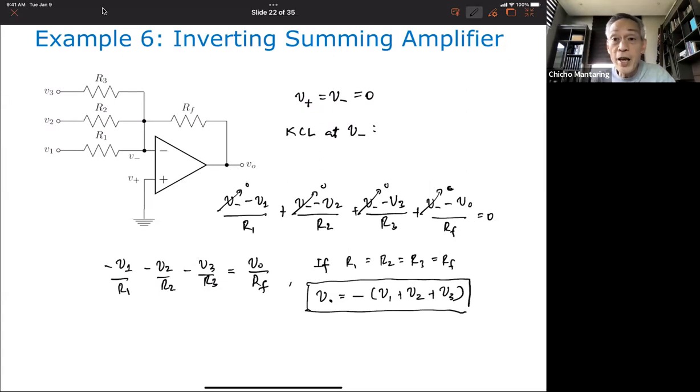Now, if you wanted it to be a weighted summing amplifier, then you would adjust R1 and R2 and R3 according to the weights that you want. For example, if you want the weight of V1 to be twice the weight of V2, which correspondingly would be twice the weight of V3, then you would make R1 1/2 of R2 and R2 1/2 of R3, no? Something like that.